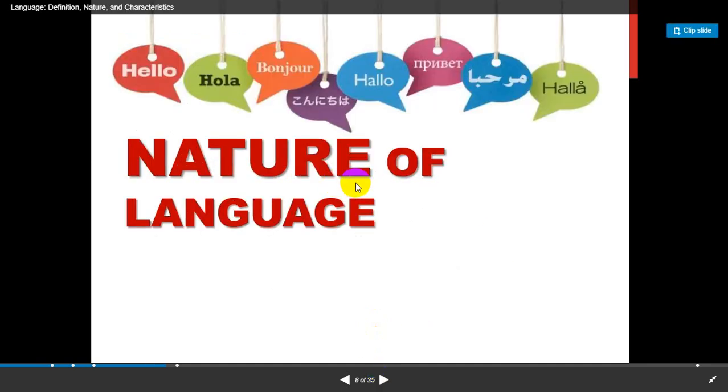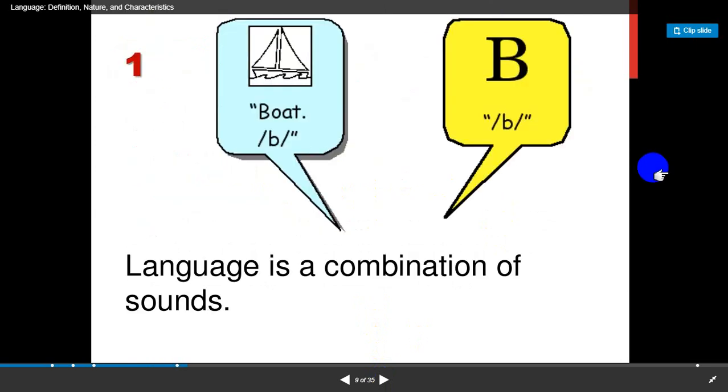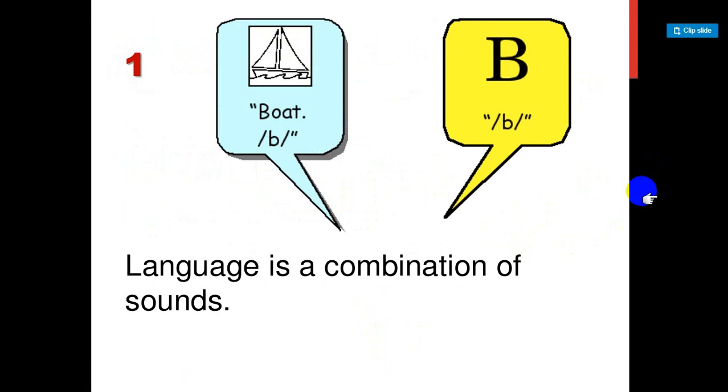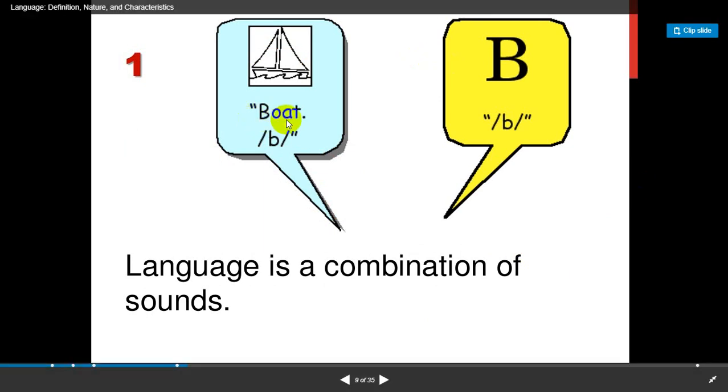Okay, so right now let's go one by one. Nature of language. Okay, language is a combination of sound, right? Language is a combination of sound. Okay, like boat, here, boat, but, okay, be, but, boat. So language is a combination of sound, sound b, sound o, sound t.